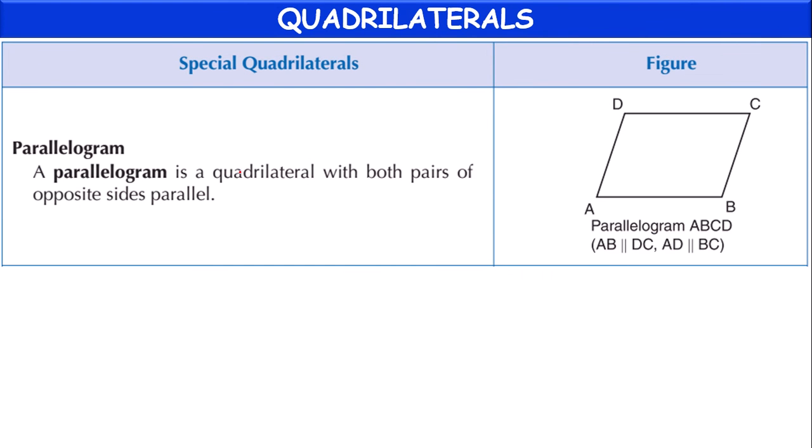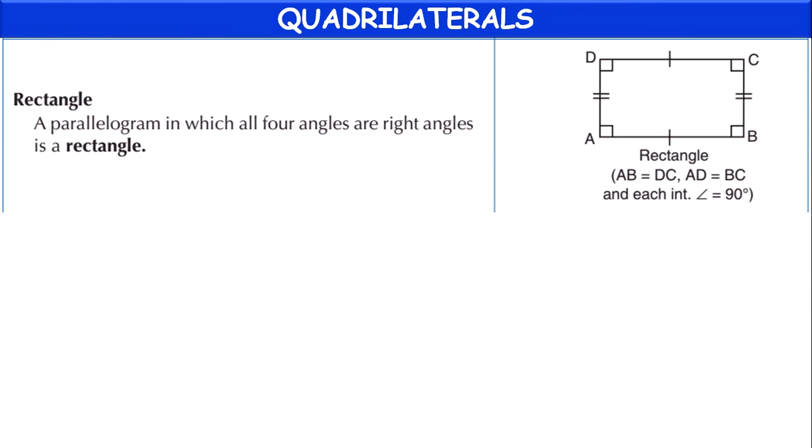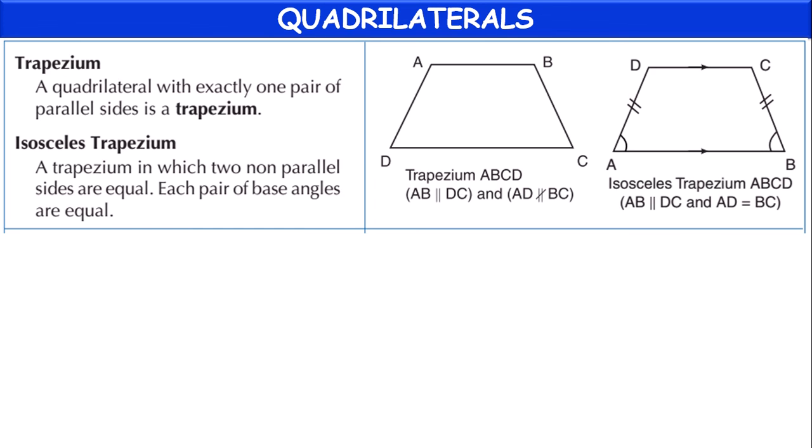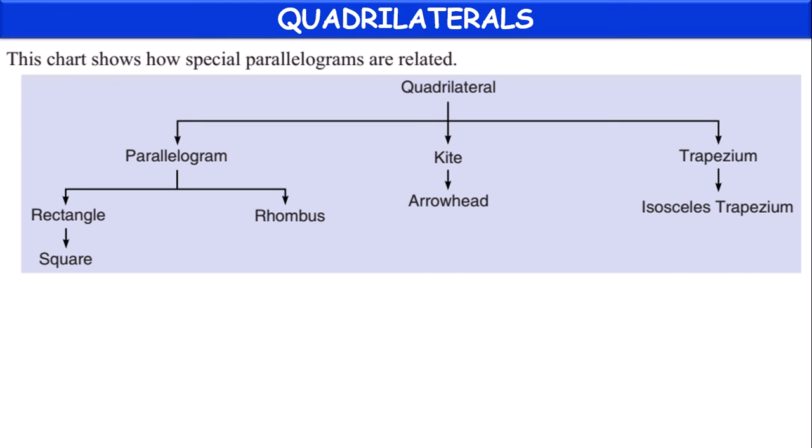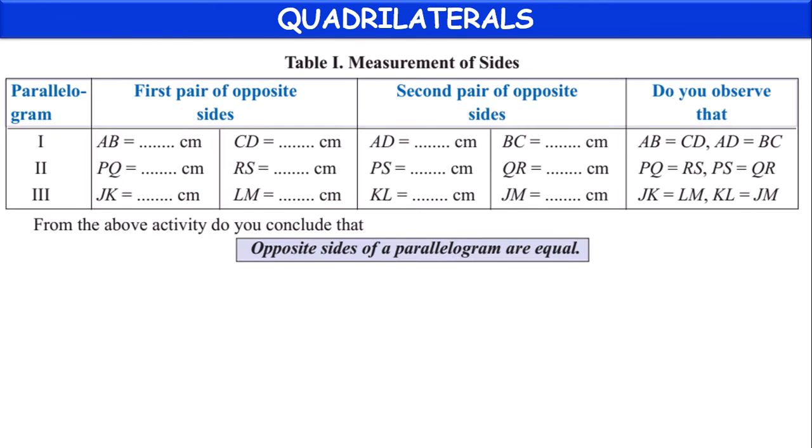You just have to remember the names, children. The complete properties of all the structures we are going to learn in the coming videos. In this video, we have told the basic definitions of all special types of quadrilaterals. 1. Parallelogram. 2. Rectangle. 3. Rhombus. 4. Square. 5. Trapezium. 6. Isosceles trapezium. 7. Kite. 8. Arrowhead. So eight types of special quadrilaterals, their basic definitions we have learnt today. Okay, children, this is a chart showing how special quadrilaterals are related. The remaining we can learn in the next video.